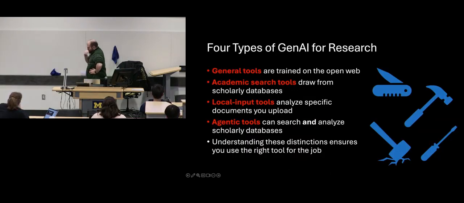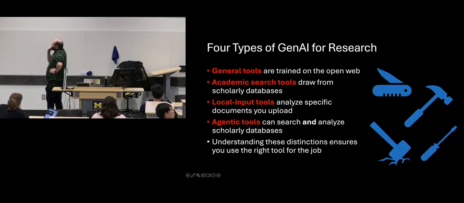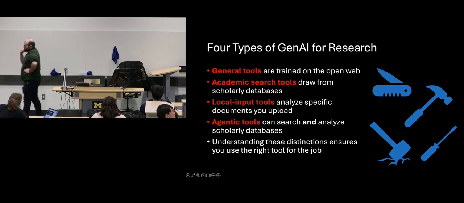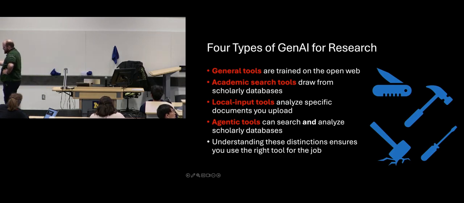So I broke down the AI tools into 4 categories. There's a lot of overlap between them. It's kind of hard to put them in distinct boxes, but I tried my best. So we have general tools. These are things like Claude and ChatGPT. They're trained on open web data, and they're sort of your first stop. They don't utilize anything.